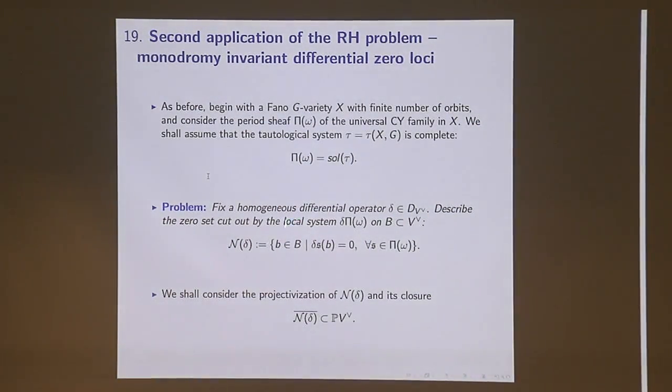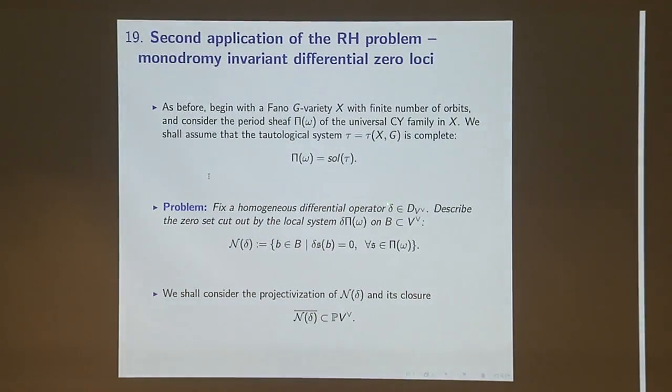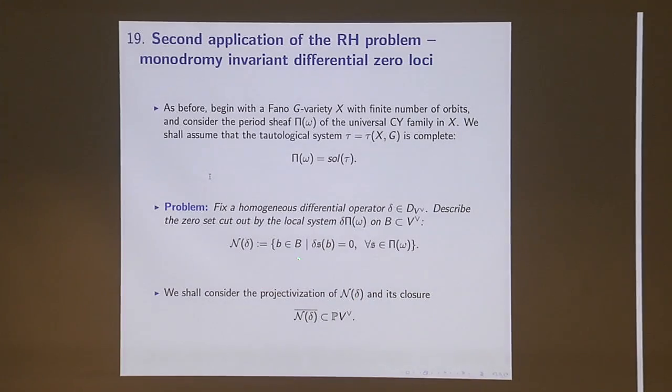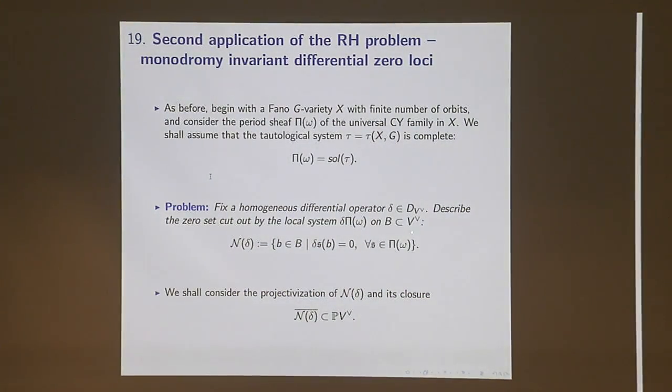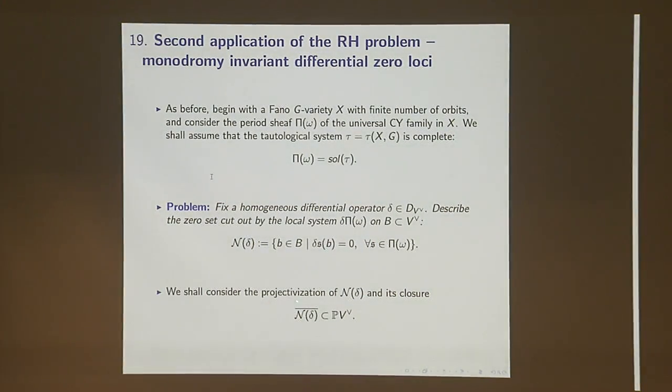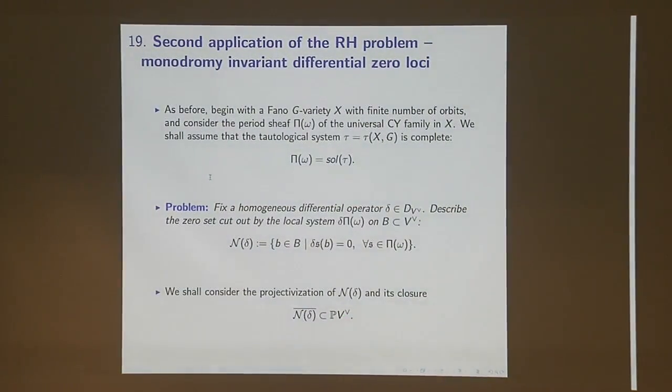Now, because I impose that this differential operator be homogeneous, you can say that they are scaling invariant. So you can talk about projectivizing them inside of V check, this vector space V check, and take their closure inside of PV check. So what you get is some closure of some analytic subset of PV check. Okay.